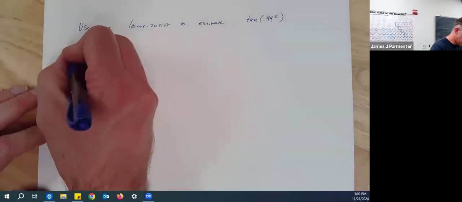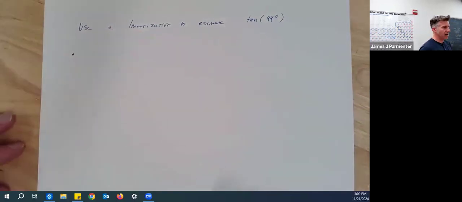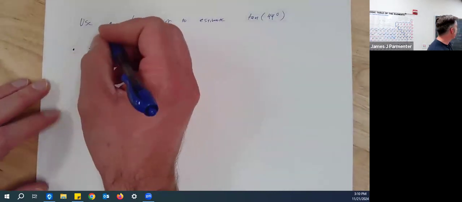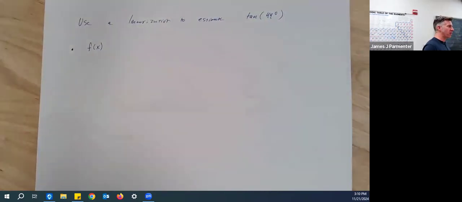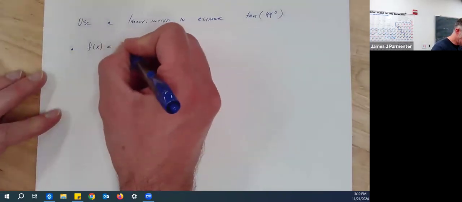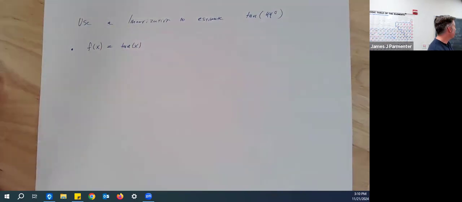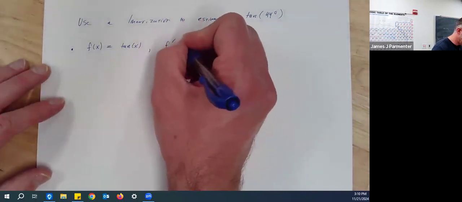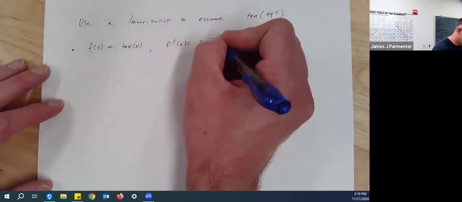So, a couple things here. First of all, let's identify the function. So our function is just the thing you're trying to figure out, but replace the number with the letter x. So our function here is tangent of x. We also know that we're going to need the derivative, right? That's always true when you're doing a linearization. So let's go ahead and write it down. f prime of x is going to be secant squared of x.